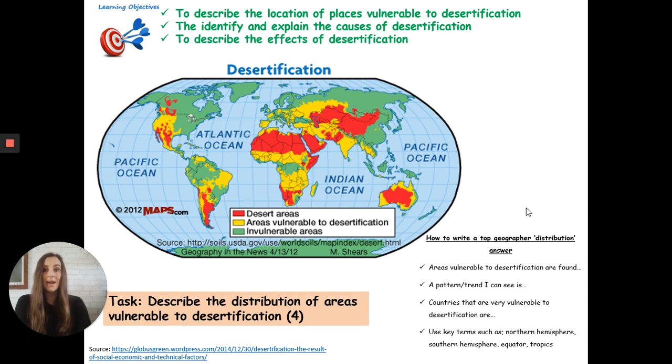So start by saying, well, where are they found in the world? Can you see a particular trend or pattern? Can you identify countries that are vulnerable to desertification? And you need to use key terms. And I've put some there, like Northern Hemisphere, Southern Hemisphere, the equator, the tropics, and so on. So if you could pause it now and spend a few minutes having a go at describing the distribution of the yellow areas, the areas that are vulnerable to desertification.